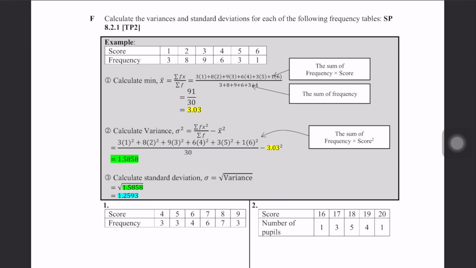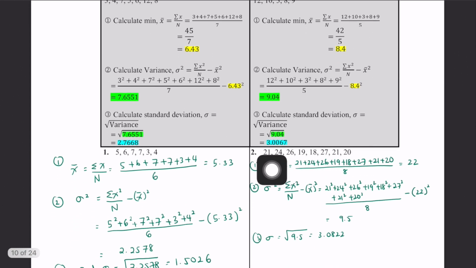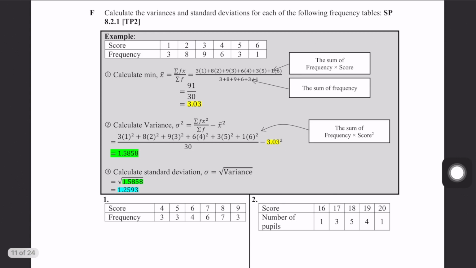Calculate the variance and standard deviation for each of the following frequency tables. Before, in the previous question, you had a set of ungrouped numbers. In this section you also have ungrouped data. Although it's inside the table, we still consider this as ungrouped data, but this data is put into frequency tables. So how can we calculate the mean, variance and standard deviation?